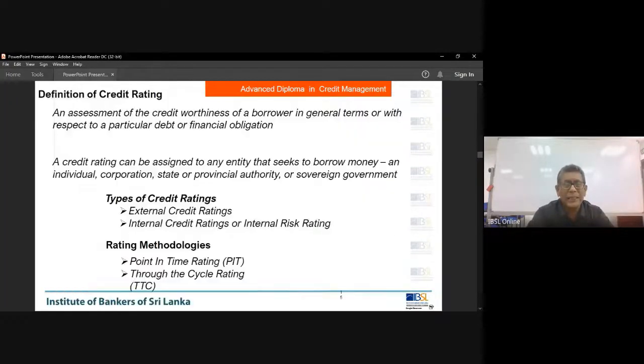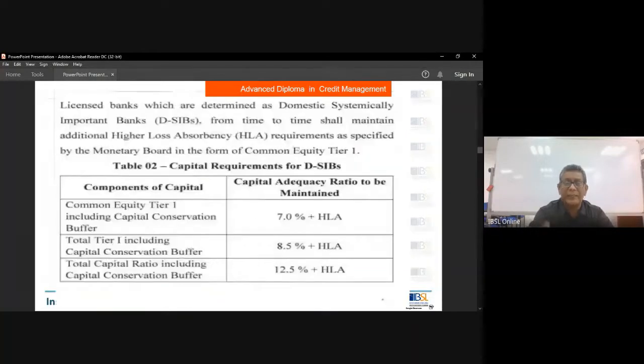Now, with the introduction of this, what really happened? You need to have more capital, you need to allocate more money for this. Therefore, these banks are also restricted in issuing credit, right? Okay, I think, have you understood how the central bank categorizes the domestic systemically important banks, right? Is it clear?